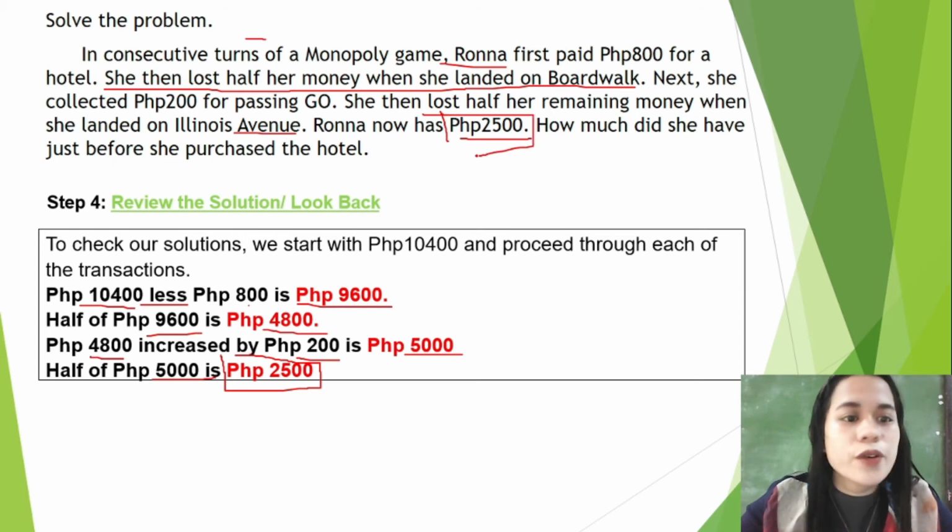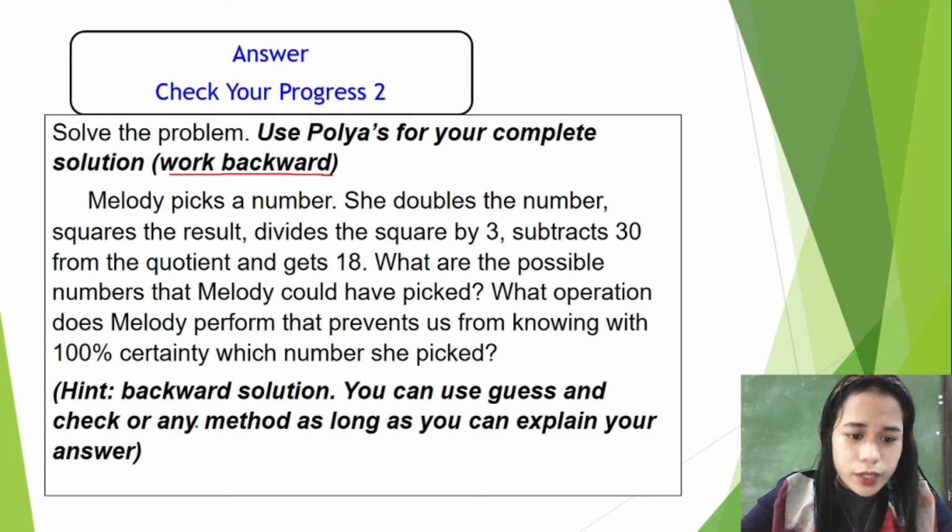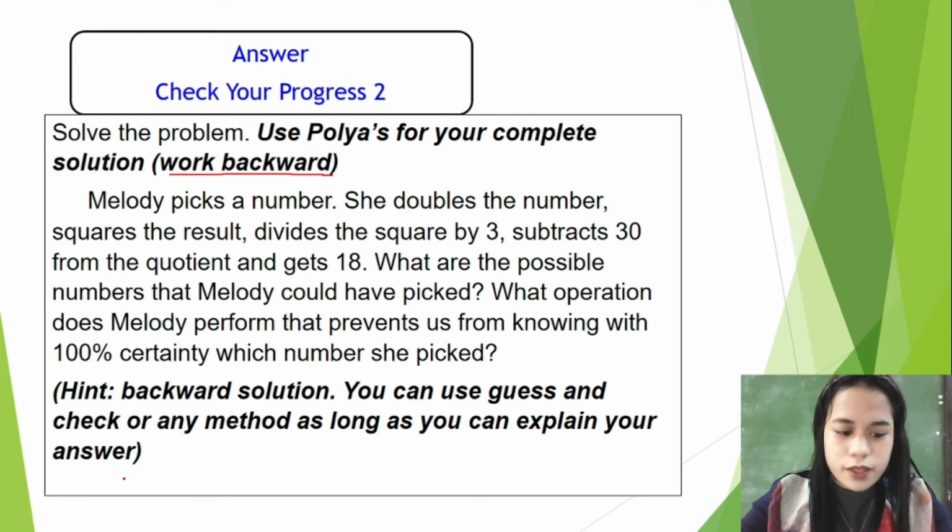So, this is how we are going to use working backwards in solving a problem like this. So, you may now answer the check your progress to solve the problem. Use Polya's steps for your complete solution. So, hint, we need to use a backward solution. You can use actually guess and check or any method as long as you can explain your answer. Okay. So, questions.